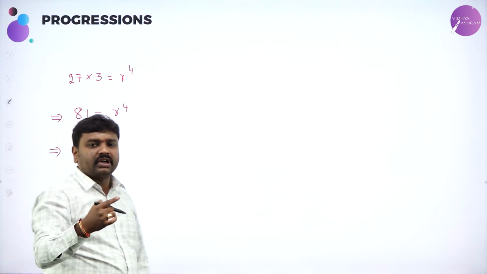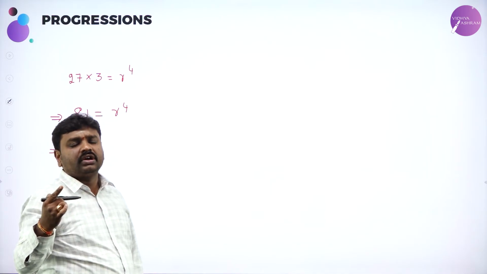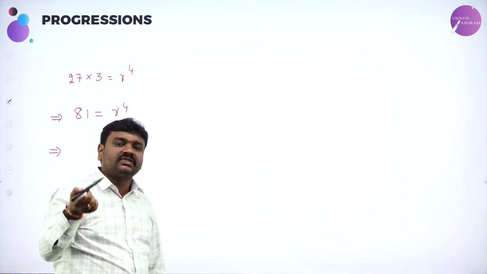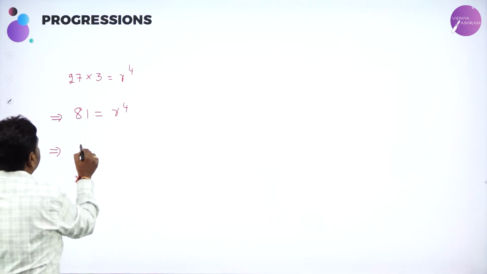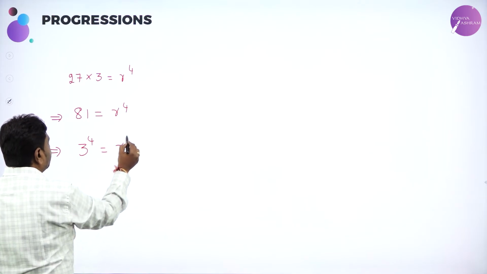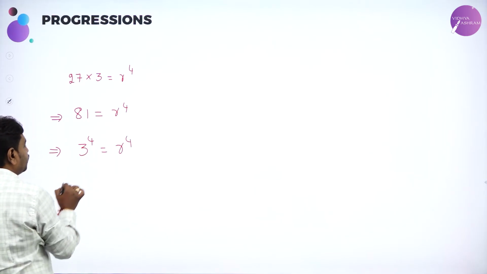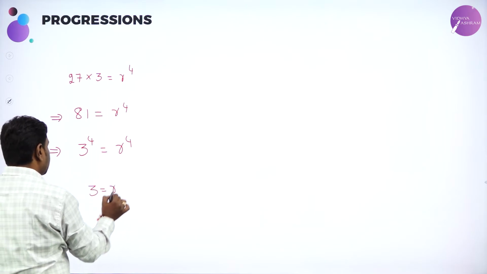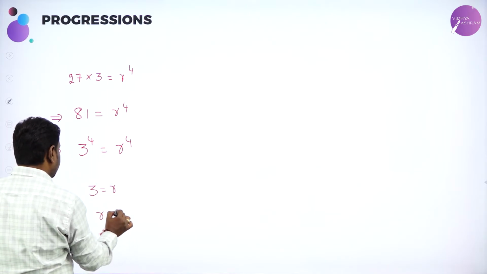1 power 4 is 1. 2 power 4: 2 2s are 4, 2 4s are 8, 2 8s are 16. 3 power 4: 3 3s are 9, 3 9s are 27, 3 27s are 81. So 81 can be written as 3 power 4. Because I saw power 4 here, I am writing it. Now the powers are the same, so you can equate the bases. 3 is r. So the r value is 3. Now we got the common ratio.